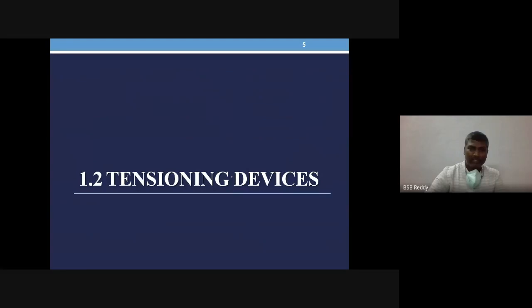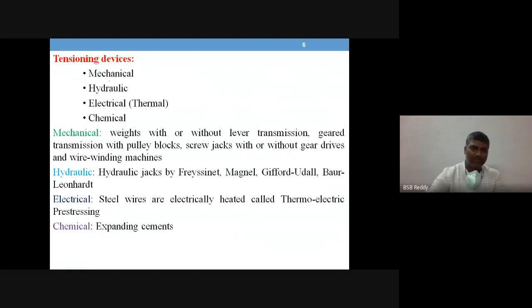Right, let us talk about tensioning devices. What are the different types of tensioning devices? Because we are talking about tensioning, in the sense of pulling the tendon, pulling the wire. So what variety of devices do you have to pull the tendon? The main purpose is to pull the tendon. So it can be mechanical, or hydraulic, or electrical, or chemical.